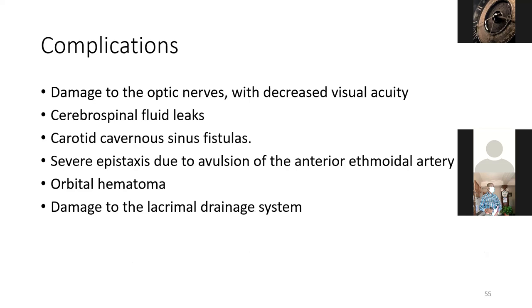There may be damage to the optic nerves with decreased visual acuity. Sometimes you get a patient who was involved in a motor accident, did not sustain a visible wound, but loses vision, and you find that there is evidence of optic nerve damage. Usually that means there has been a fracture involving the optic canal. Carotid cavernous fistulas are quite common. Or there may be epistaxis due to avulsion of the anterior ethmoidal artery. There may be orbital hematoma and damage to the lacrimal system.